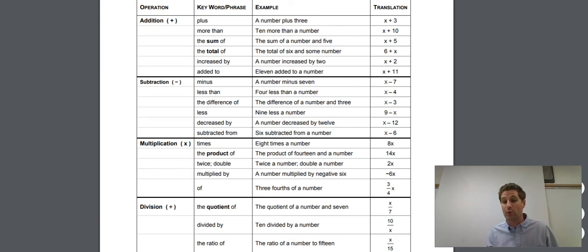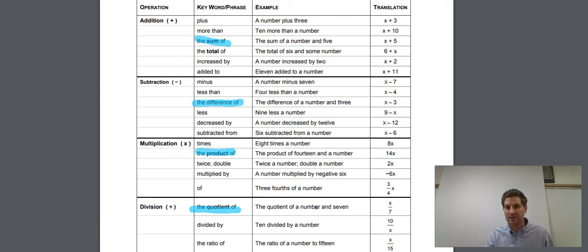And division, we have the quotient, which is kind of a fun one. And you do the number and 7, and you do them in that order. And then divided by, and the ratio of you could also do as well. Notice the sum here, the difference of, the product of, and the quotient of. We say that, and then we add on the two next numbers. Okay, so those are two pretty popular ones.